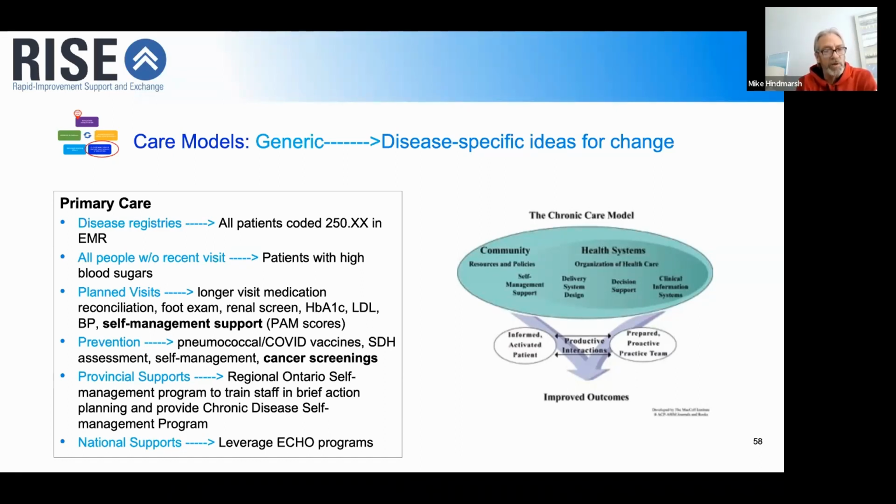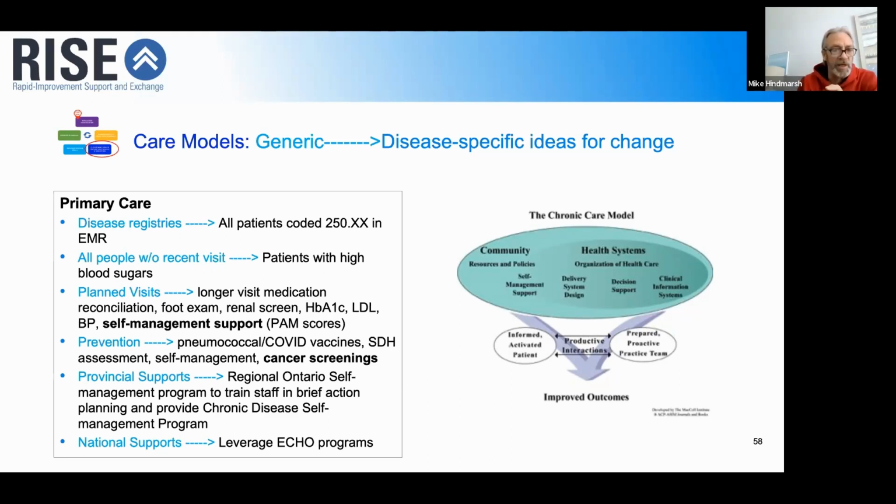Generic, all people without a recent visit. In the case of diabetes, you'd be bringing patients in with high blood sugars. So you're using electronics to do recall systems for patients out of control. The visits need to be different. Our chronic care visits need to be longer.